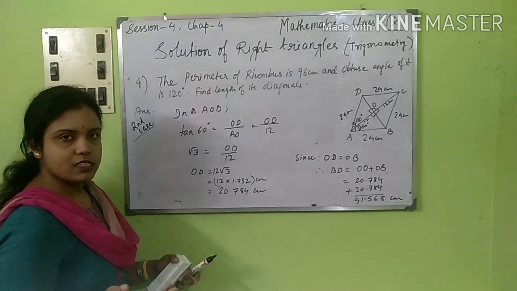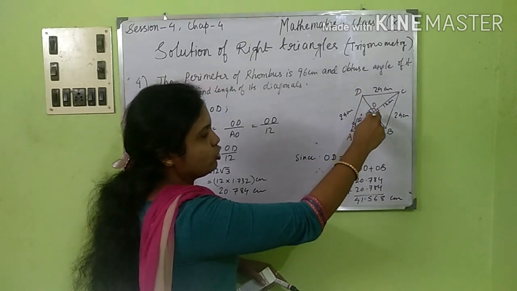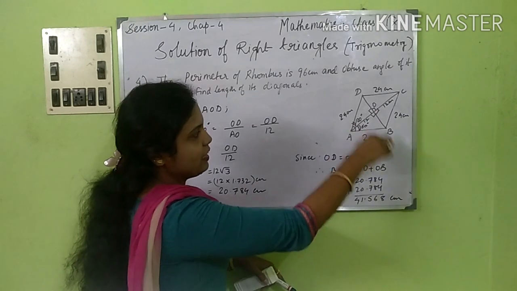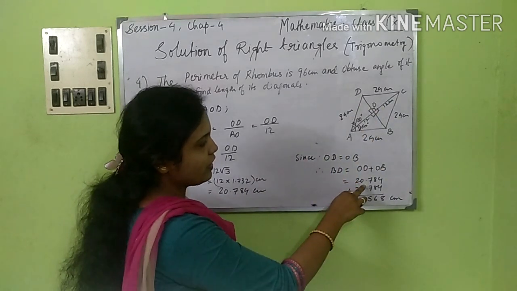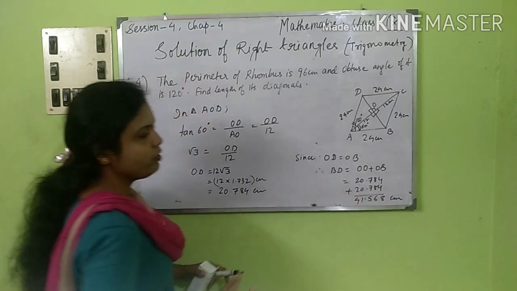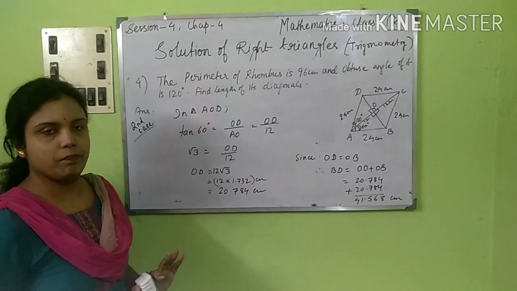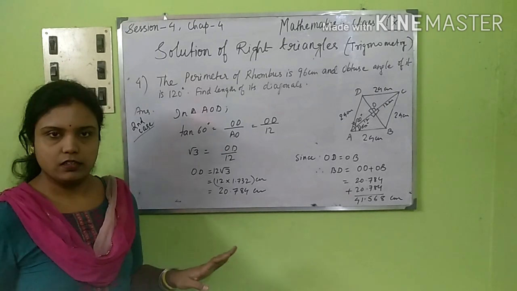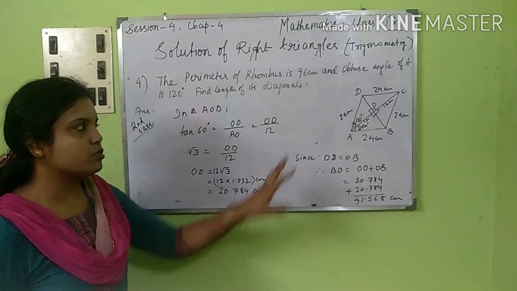Now we have already discussed that the diagonals bisect each other, so those two become equal, that is OD is equal to OB. So BD, the whole diagonal, is OB plus OD. So here we get 20.784 plus 20.784, we get 41.568 centimeter. So this is the workout of this particular sum. Yes, it's a bit long, but I think it's very easy. Once you know the ratios, it's very easy to solve these sums.